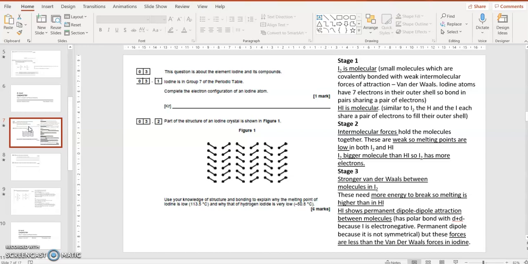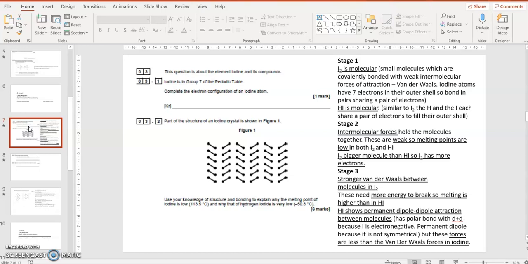Iodine is in group 7, an atom in group 7. It wants to gain one electron. It can gain one electron by having two iodine atoms pair up in an I2. It is a small molecule. Once the two iodine atoms pair up with a covalent bond between them, they both gain an electron each and have filled up their outer shell. It is small. It is molecular.